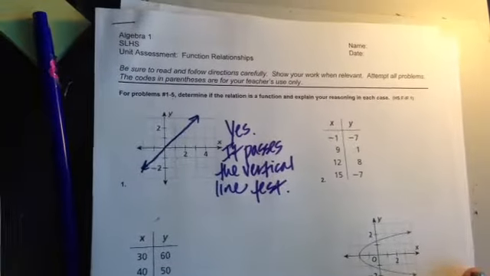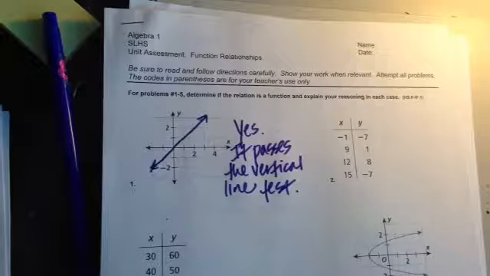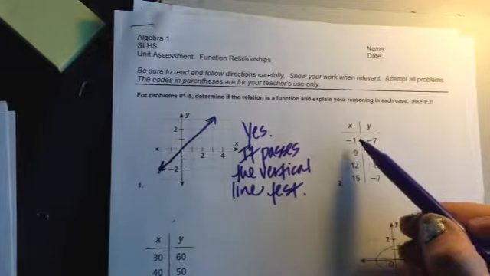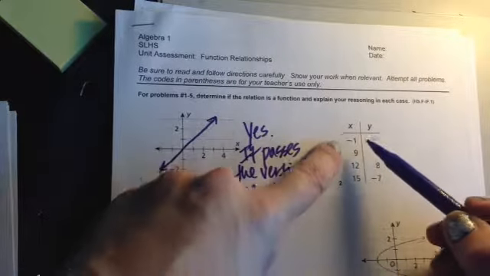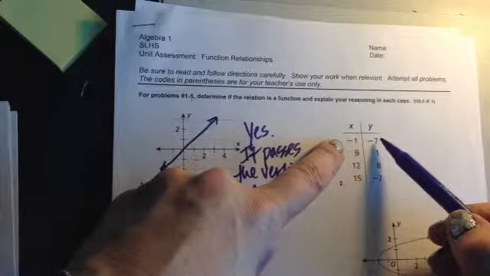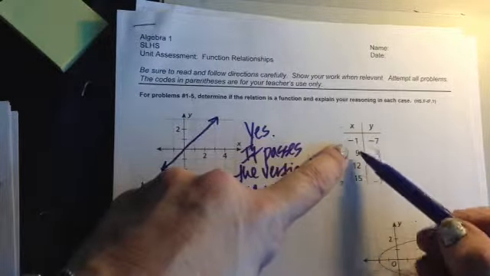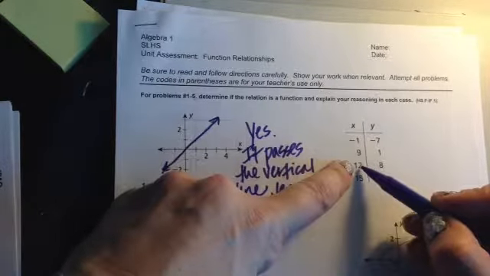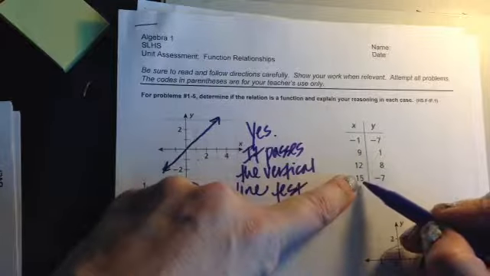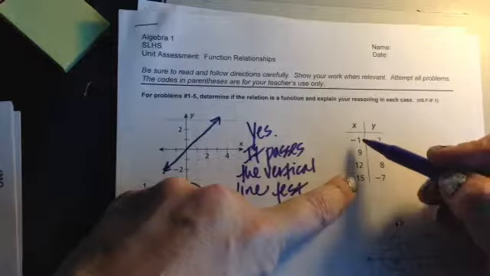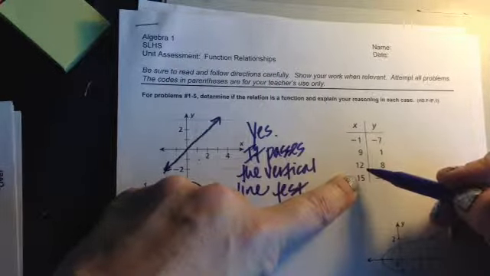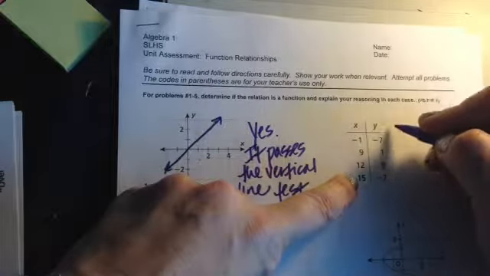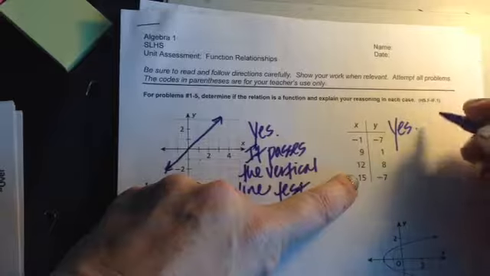Number 2 is not a graph, so we have to use the definition of a function. And a function is a relation when every x only has one unique y. I look at -1, it only has one y value with it. I don't see -1 anywhere in the x list. I look at 9, it's got one y value. I look at 12, it's got one y value. I look at 15, it's got just one y value. None of my x's are repeated. They all have one y value with them. So this is a function.